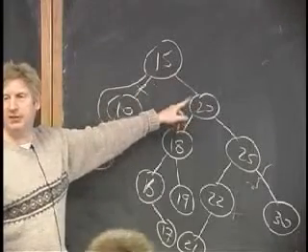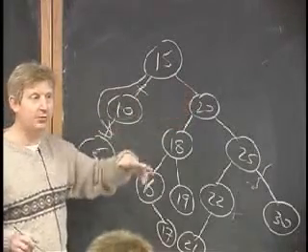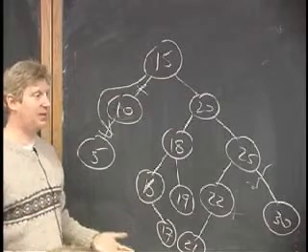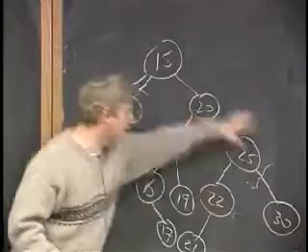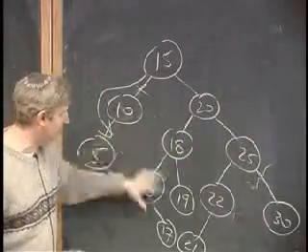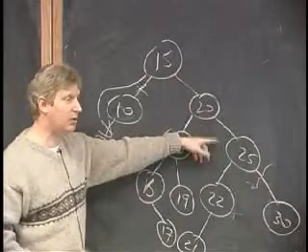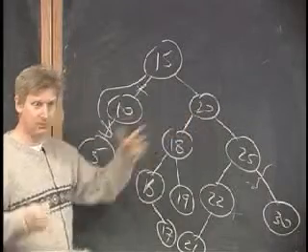The number that you'd like to take the place here is the next number in the sorted order. That's the best one to take the place, because that won't mess up anything. If everything to the right here is bigger than 20, and everything here to the left is smaller than 20, then if you just stuck the next number in sorted order in place of 20, you'd be all right.